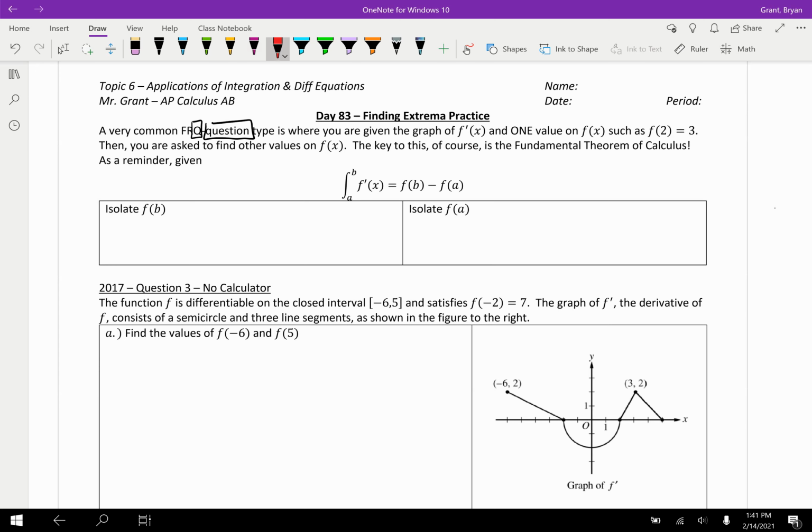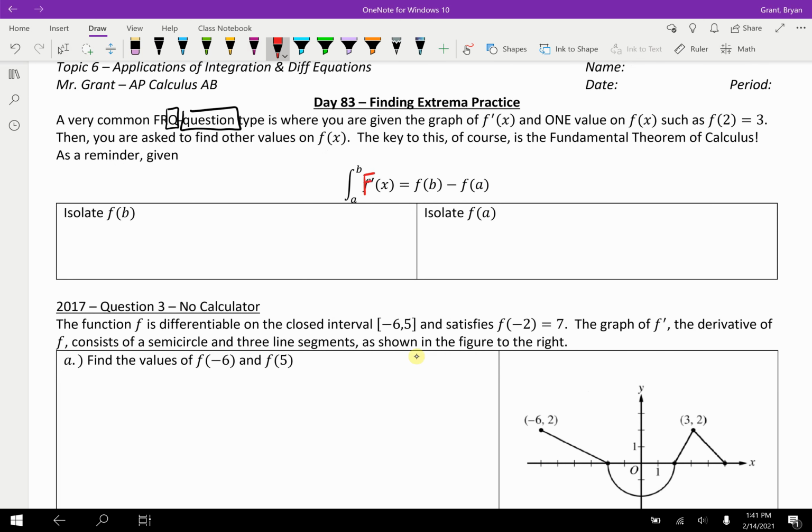So as a reminder, we did this before where this was capital F, where this was lowercase f of x and then these were capital F's. Well, I thought today we could look at it from a slightly different perspective and think about this as the antiderivative of f prime, and that gives us lowercase f of b minus lowercase f of a. If you were asked to isolate f of b, then we would have to get rid of this guy, and that would give us f of b equals f of a added onto the integral from a to b of f prime of x dx.